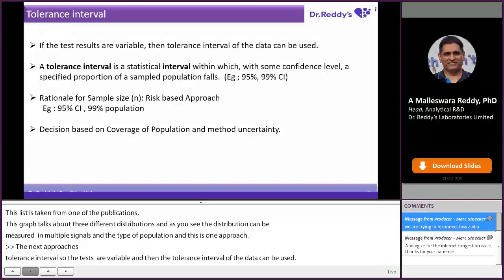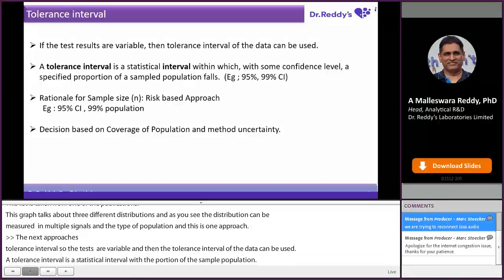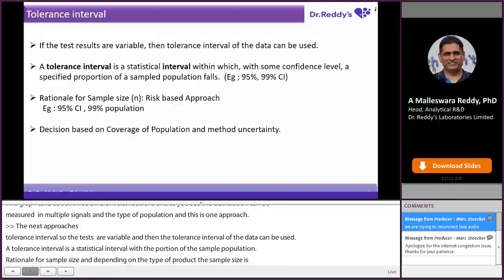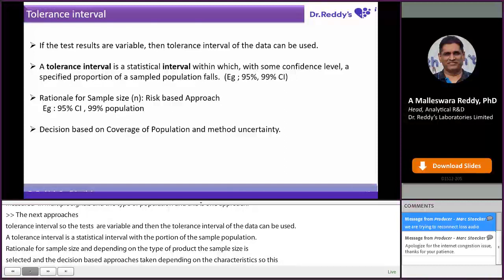And depending on the type of product we are assessing, the rationale for sample size is selected. Typically a risk-based approach is taken, depending on what kind of characteristics we are measuring. The most useful technique is a 95% confidence interval covering 99% of the population. This technique uses decision making based on coverage of population and method uncertainty.